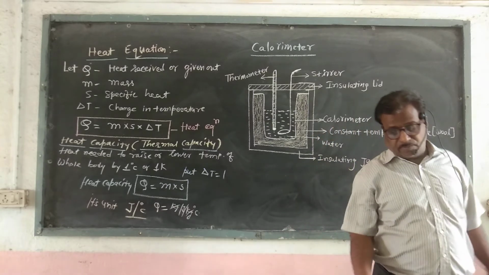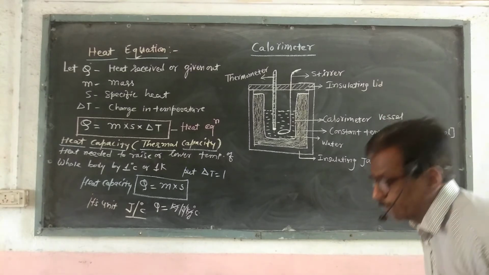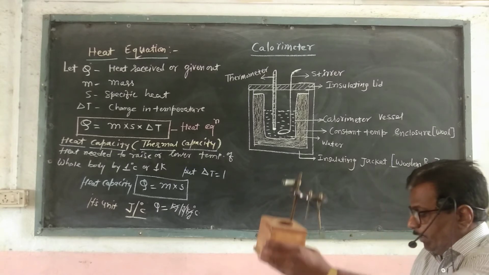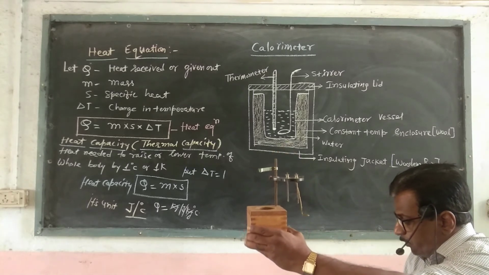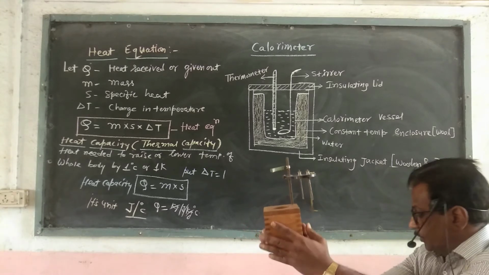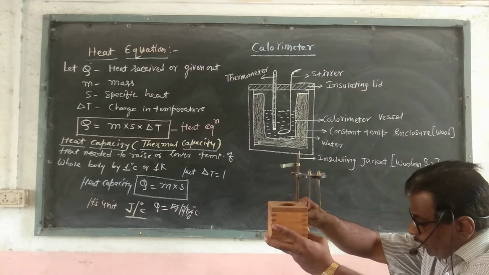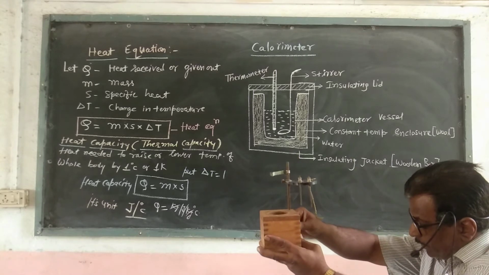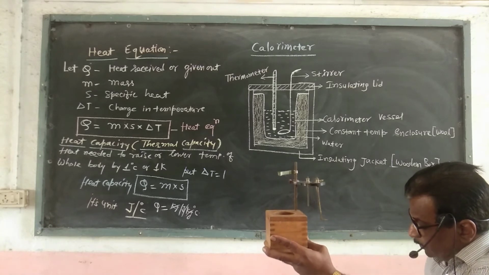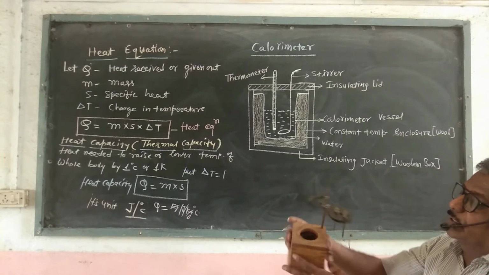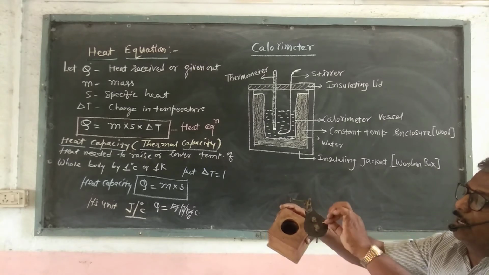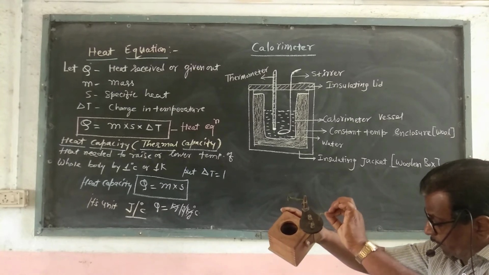Now we can demonstrate what is meant by calorimeter practically. First we see that the calorimeter is a cylindrical copper vessel kept on a wooden support. It is enclosed in an insulating jacket such as a wooden box with a lid. The lid has two narrow holes, one for the thermometer and another for a stirrer.